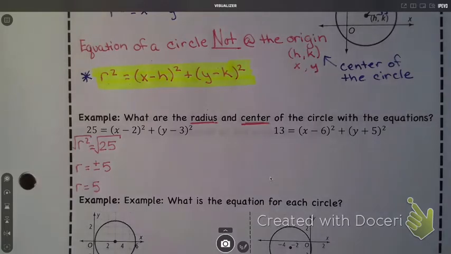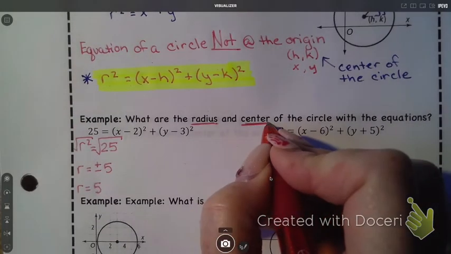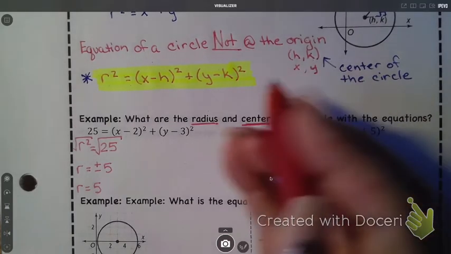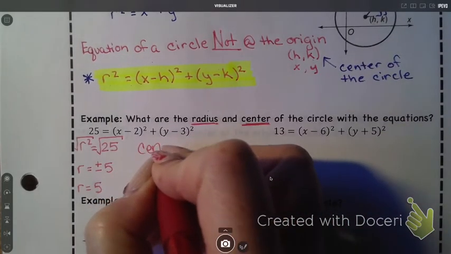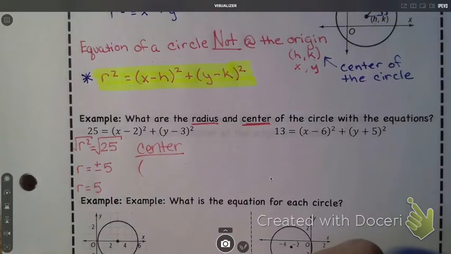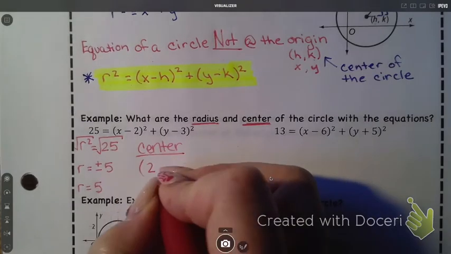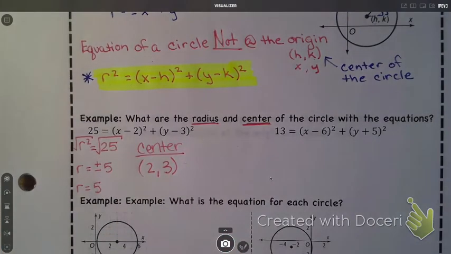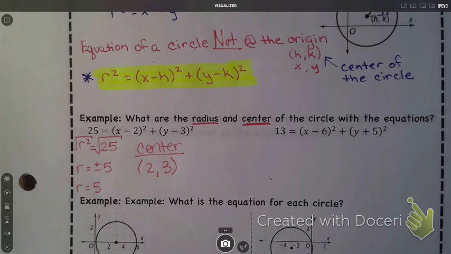Make sense? Okay. So now it needs the center. So the center is H and what? K. So the center, well, what's the H? 2. What's the K? 3. Why don't you guys try the next one on your own? There's a couple tricks in there.